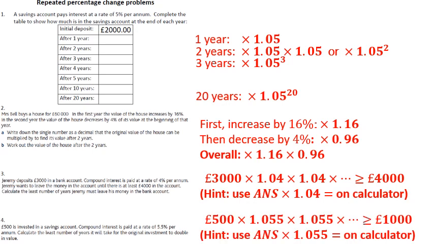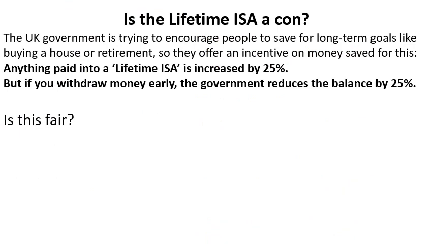Similar thing happens with question 4. The Lifetime ISA in the UK is a tax-free savings account designed to help people save for a long-term goal such as buying a house or retirement. The government boosts whatever savings you put in by 25%, but if you change your mind and decide to take the money out before you retire or you spend the money on a house, then the government will reduce the balance by 25%. It sounds fair, it seems reasonable, they gave you the 25%, surely they can take it back.